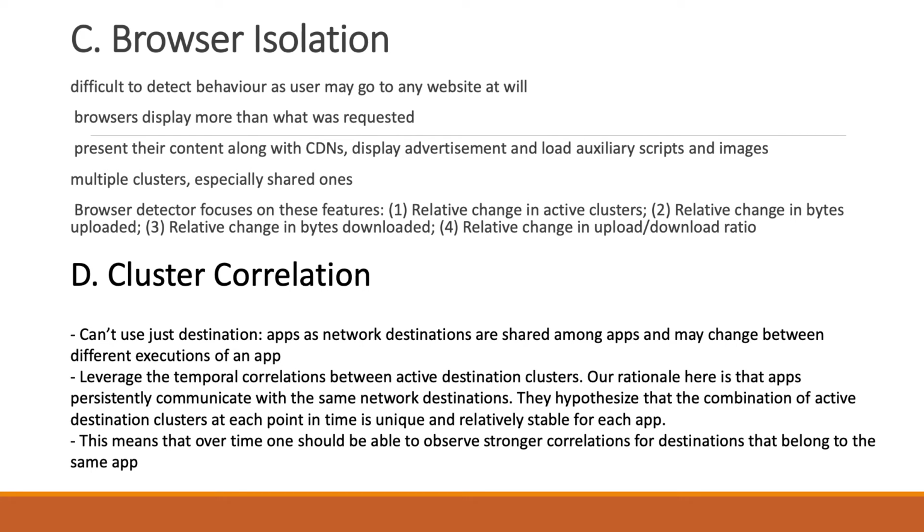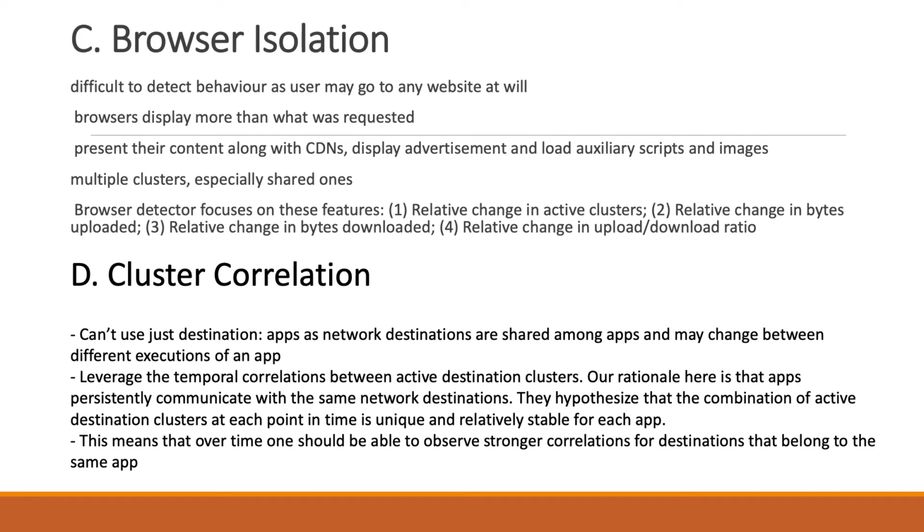A third is browser isolation. What happens in browser isolation is often it generates more content than the user had asked for. You have advertisements, and then there is uploading and all that. So they are isolating the browsers and analyzing them separately, and they use features like relative change in the active clusters, relative change in the bytes uploaded, relative change in the bytes downloaded, and the ratio between the upload and the download. Fourth is cluster correlation.